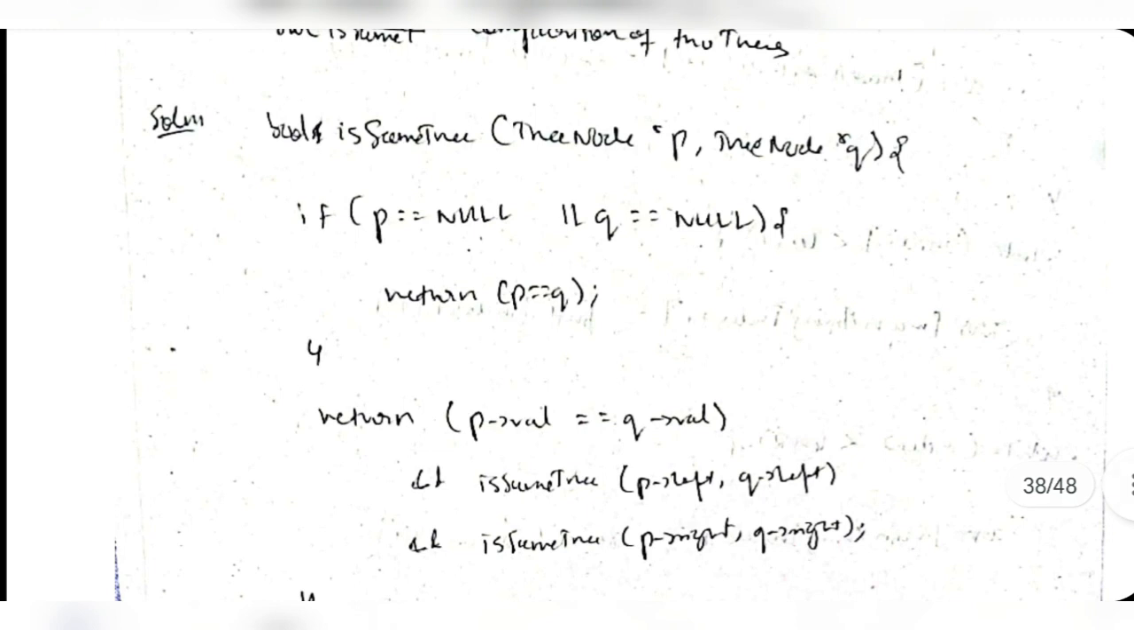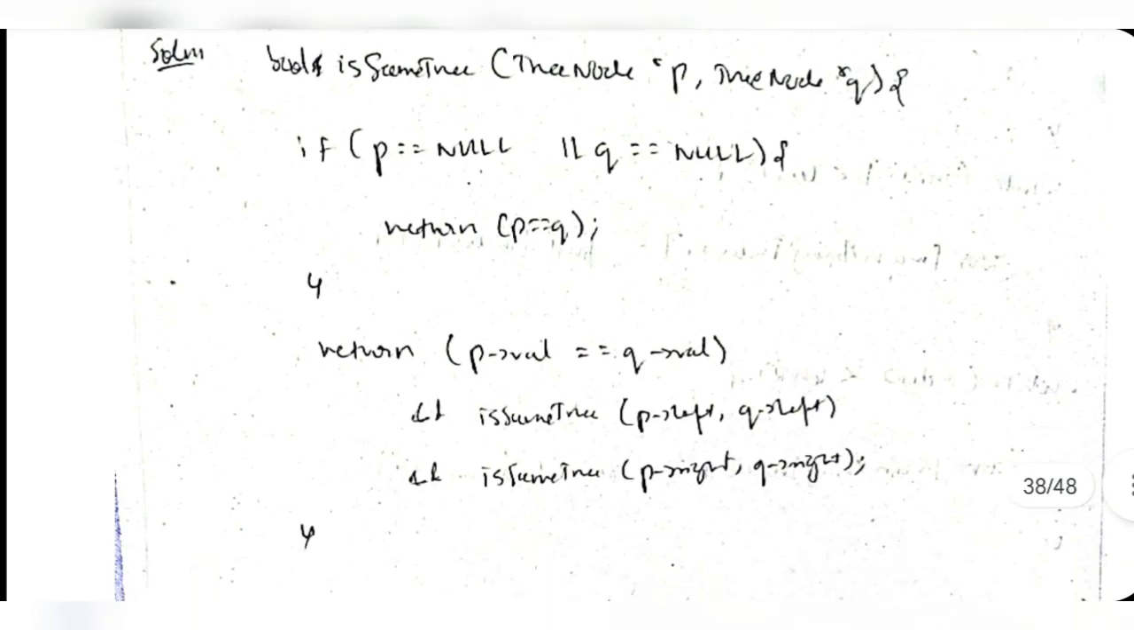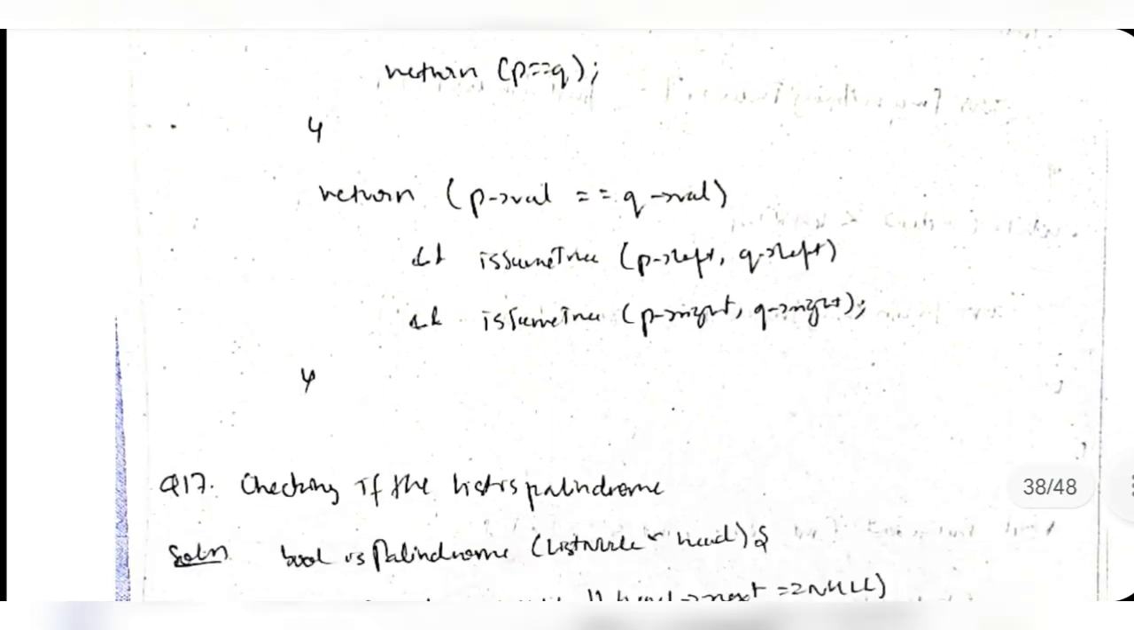Firstly we are checking if p is null or q is null. At that time return if p equals q. Okay, that's all we'll be returning. Else if it's not null, we will be checking its children. If p value and q value are same, this is the tree number 1 and this is the tree number 2. We are checking if this is same or not. If this is same, we will be returning true.